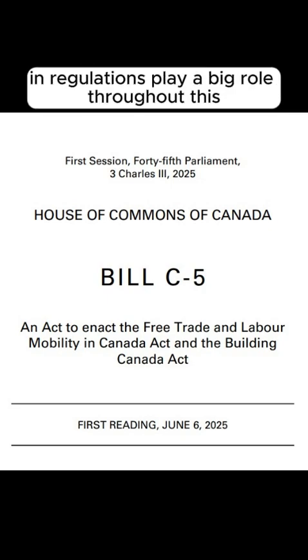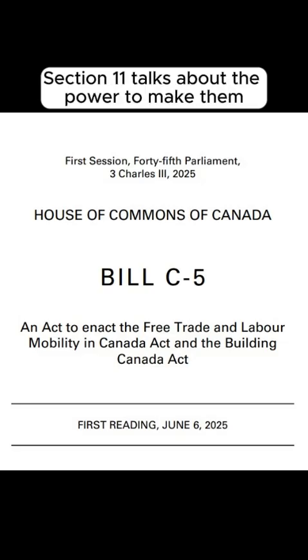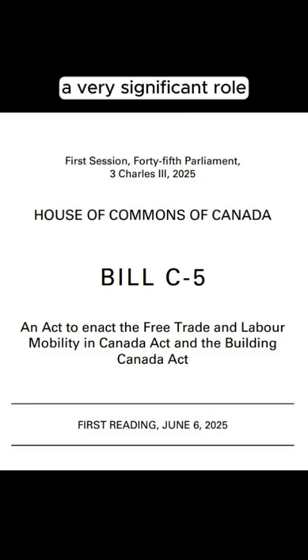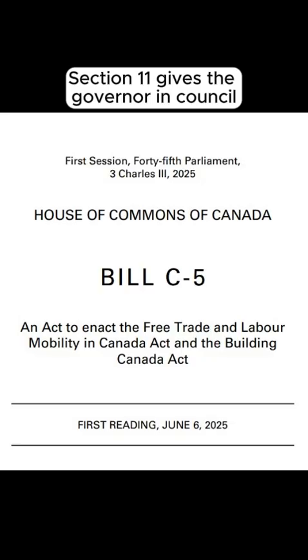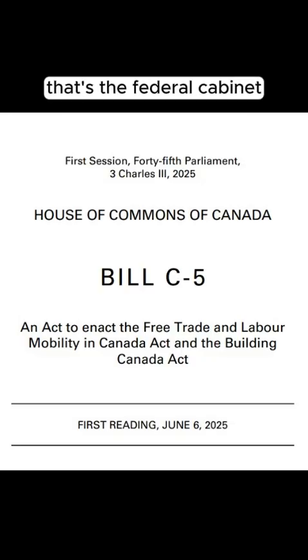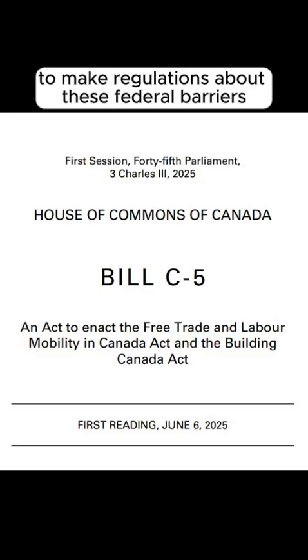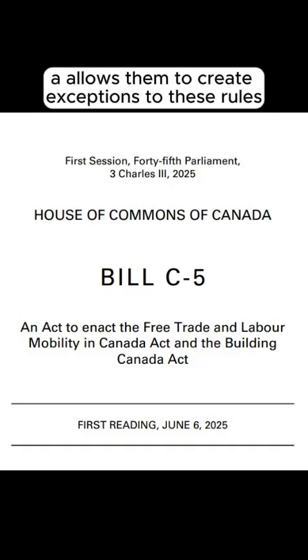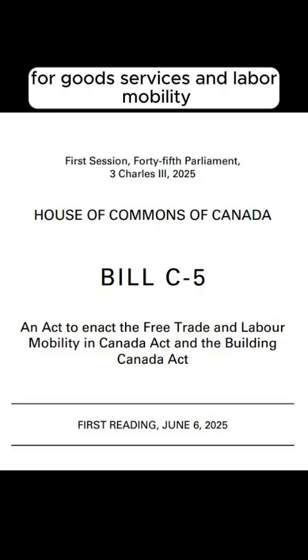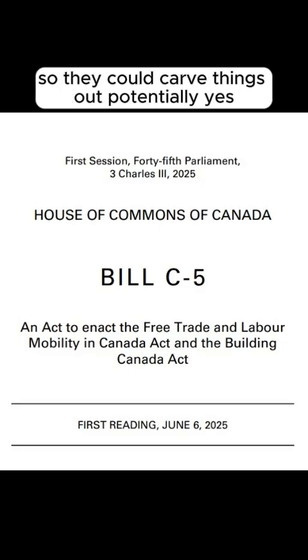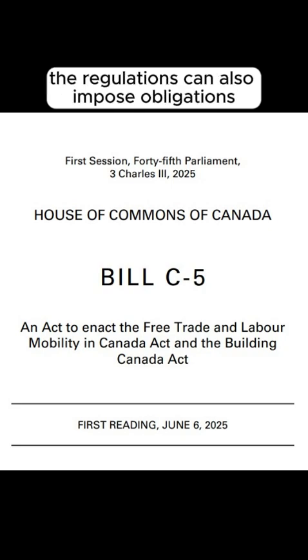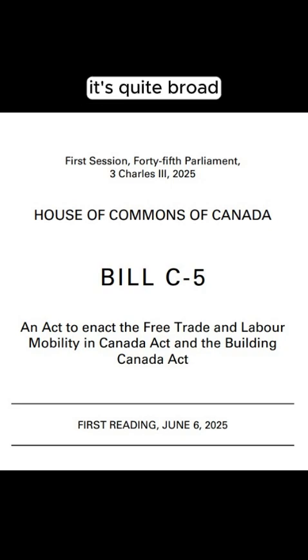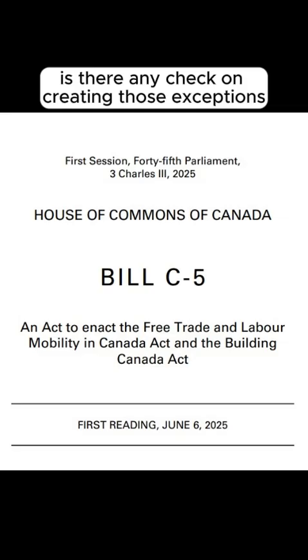And regulations play a big role throughout this. Section 11 talks about the power to make them. A very significant role. Section 11 gives the governor in council, that's the federal cabinet, broad power to make regulations about these federal barriers. And notably, Section 11(1)(a) allows them to create exceptions to these rules for goods, services, and labor mobility we just discussed. Exceptions. So they could carve things out. Potentially, yes. The regulations can also impose obligations, prohibitions, conditions, restrictions. It's quite broad. Is there any check on creating those exceptions?